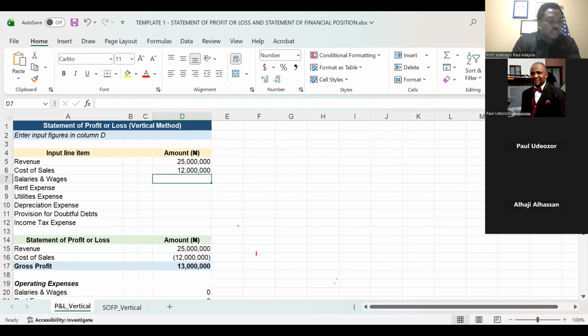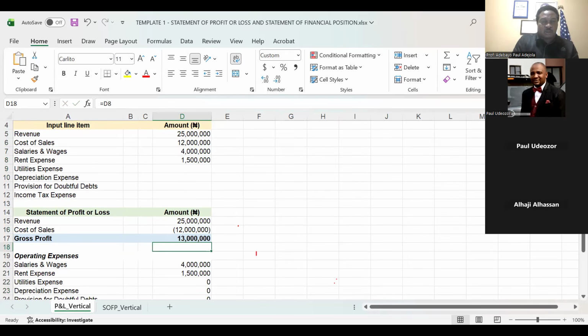Salaries and wages, we know is a recurrent expenditure. I type it 4 million, enter. Rent expenses, 1,500,000. I type that. Can you see the impact on our income statement? Utilities expenses is 800,000. I type that. Depreciation expenses, 1.2 million. I type that.